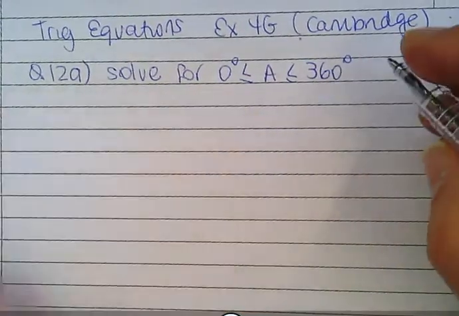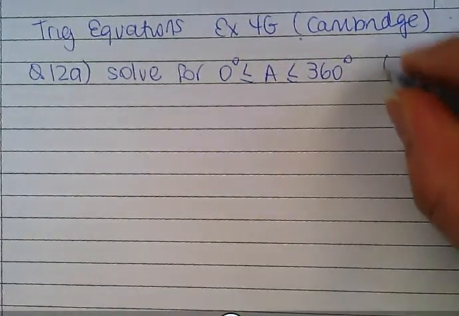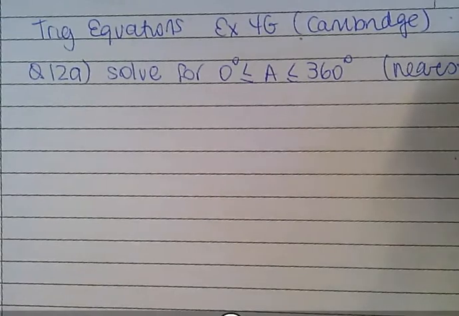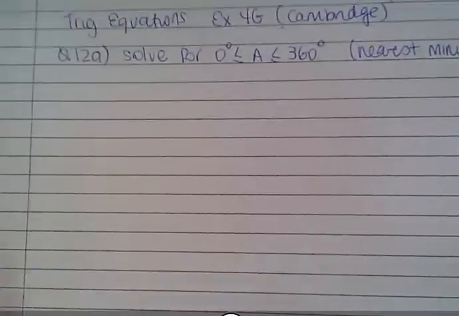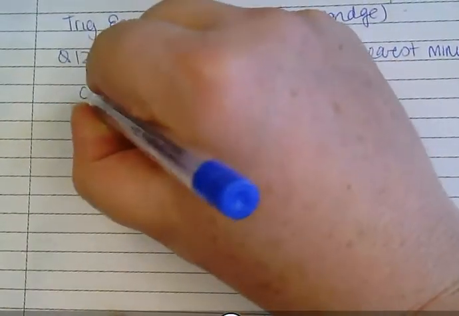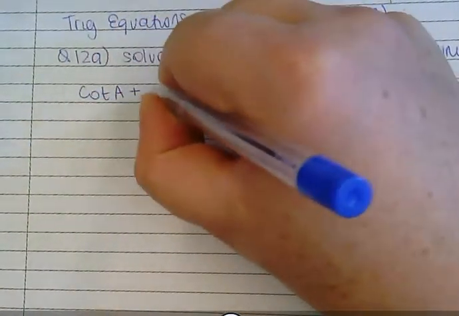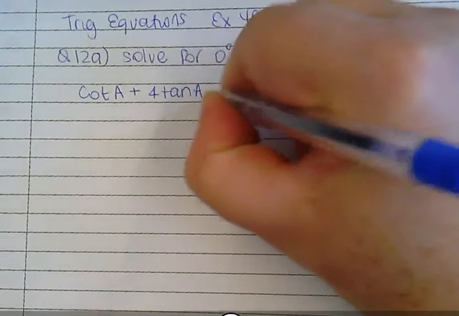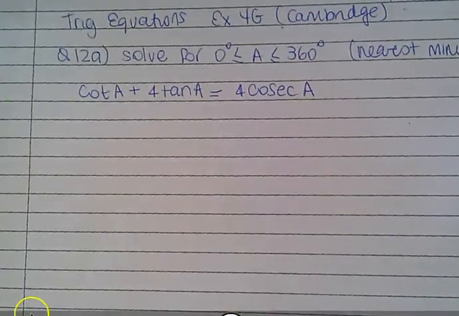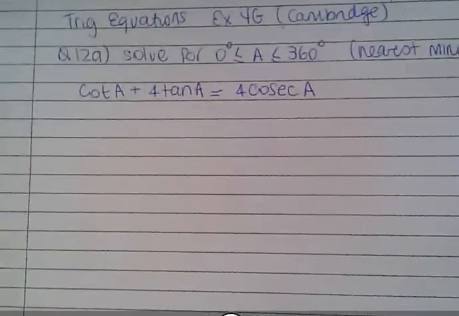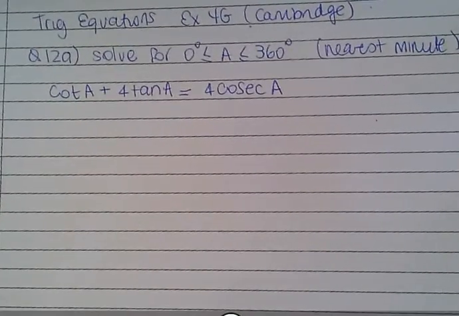For A lying between 0 and 360 to the nearest minute. And I'll write the question out now. And the question is, cot A plus 4 tan A equals 4 cosec A. All right. What's cosec? 1 on sine.